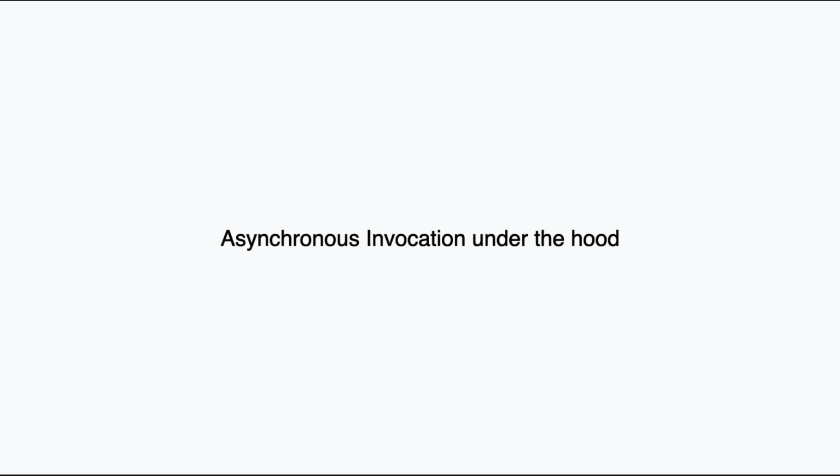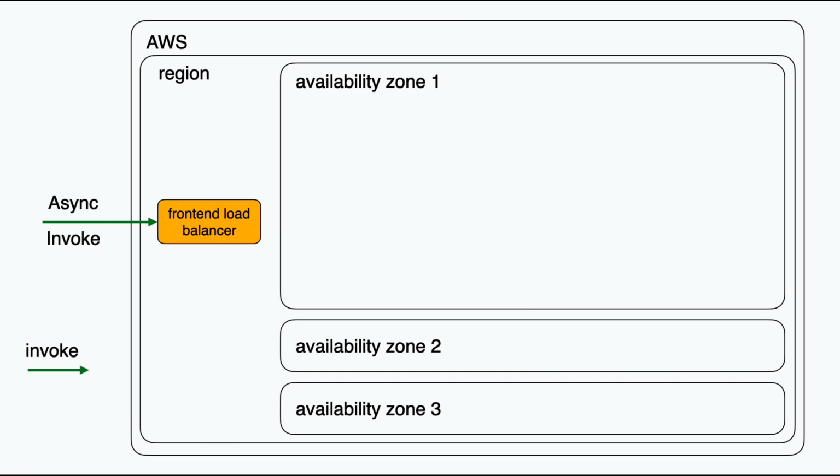What about asynchronous or event invocations? Architecturally, there are a lot of similarities. The async invocation request is still going to the same front-end load balancer, which sees that this is an async invocation. So it forwards the request to an event invoke front-end service instead of the front-end invoke service.